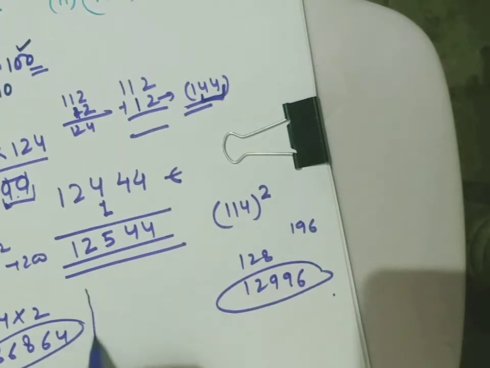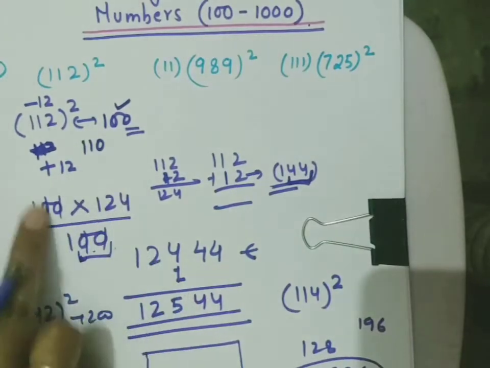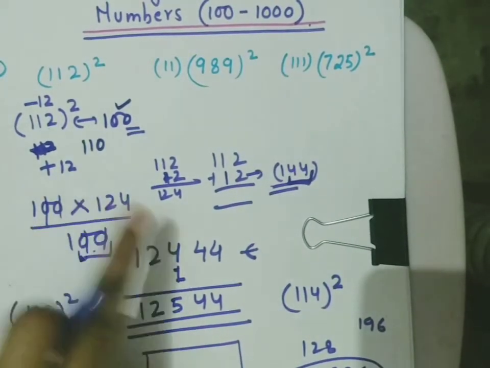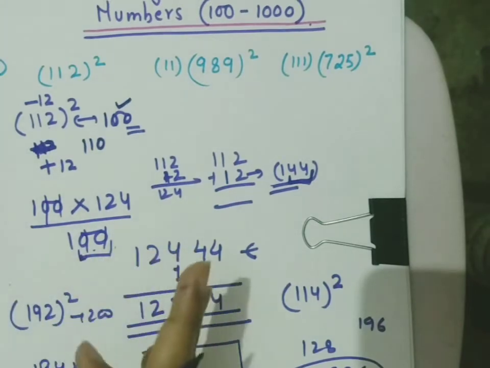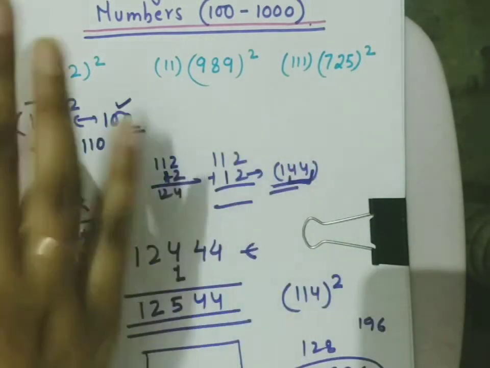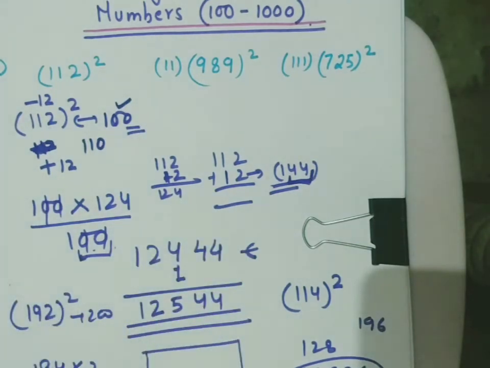Don't think that it has taken so much time, so it will take time. See, you can skip this process. You can do it in your mind because cancelling 100 with 100 becomes very easy for you. Once you practice it and revise it, it becomes very easy for you. Trust me.